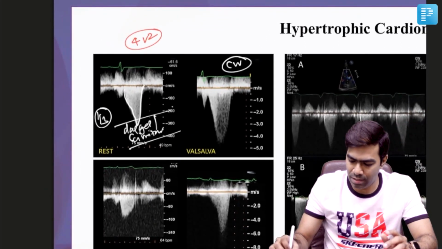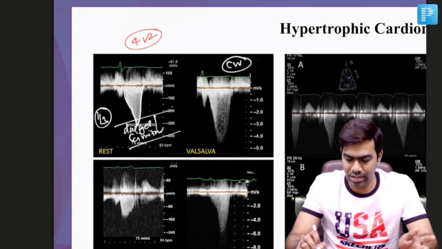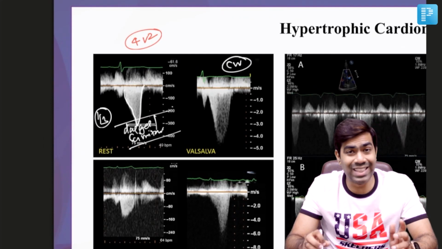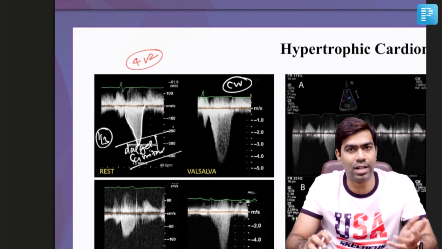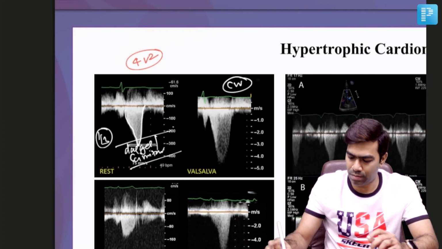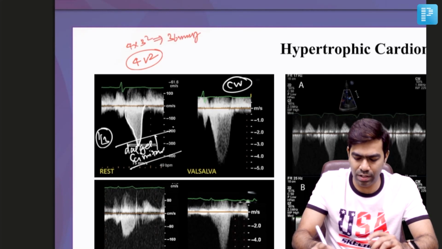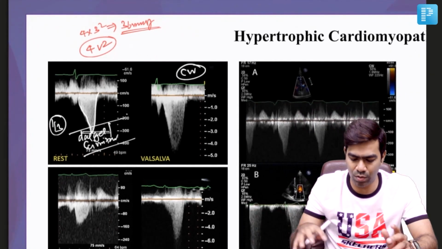So in this patient, you can see that the resting gradient velocity is approximately 3 meters per second or 300 centimeters per second. So if you apply that in the formula, 4 into 3 squared, which is going to be around 36 millimeters of mercury. It is significant. Anything more than 30 is significant in the LVOT.